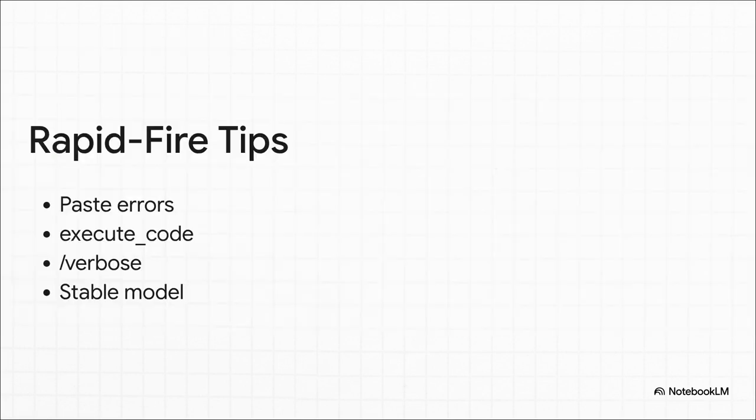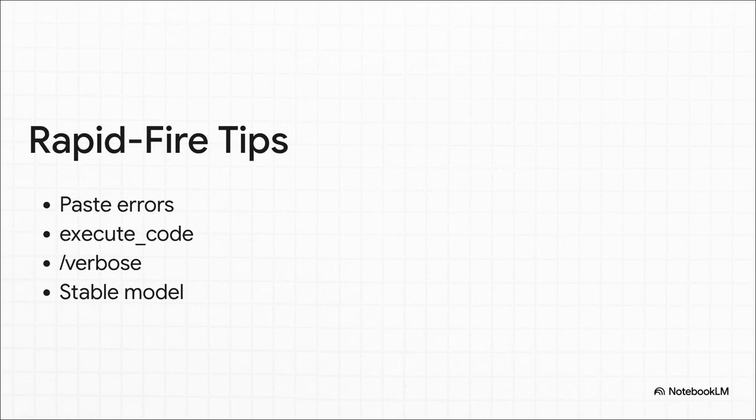All right, a few more rapid-fire power tips to supercharge your workflow. Number 1, just paste your errors directly into the terminal. Hermes has awesome multi-line paste detection built right in. Number 2, instead of letting the agent run terminal commands one by one, just ask it to write a batch script using the execute code tool. It is dramatically faster and way cheaper.